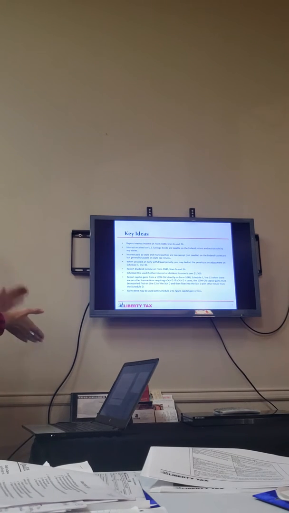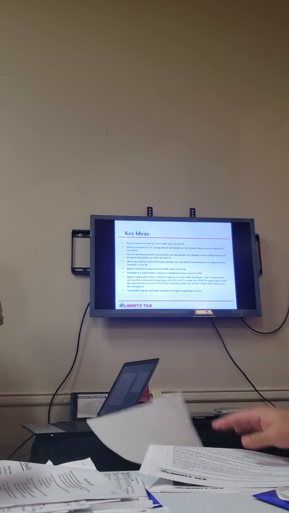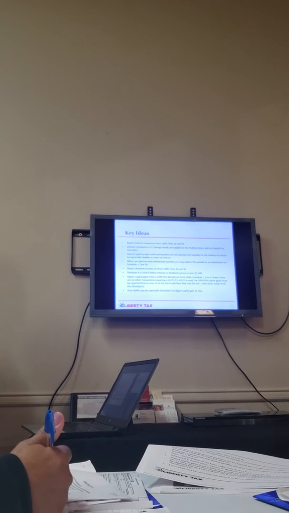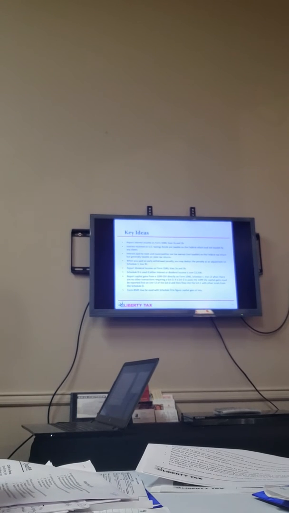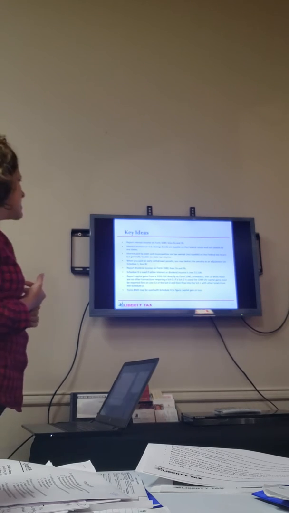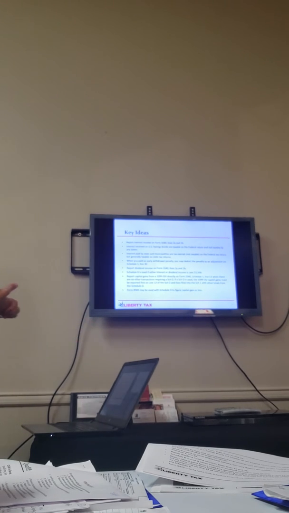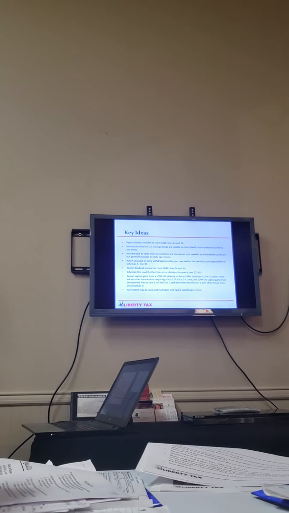Key ideas: report your interest. Interest on savings bonds is taxable on federal only. A lot of this we've already talked about and you guys have taken notes on it. Report dividend income on your 1040. Schedule B is for interest and dividends. Capital gains, 1099-DIV, Schedule D also is capital gains. That's going to be stocks and sales of any kind of property.